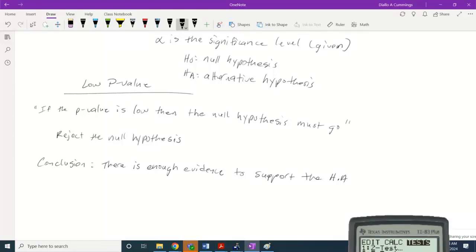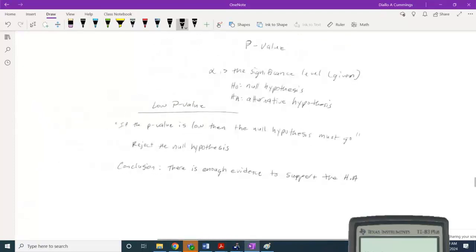Okay. And I didn't make this up or anything. All right, so if you have a low p-value, you're going to reject the null hypothesis, and your conclusion should be there is enough evidence to support the null hypothesis. Okay, so you're not really accepting anything. Okay. So now that's for a low p-value.